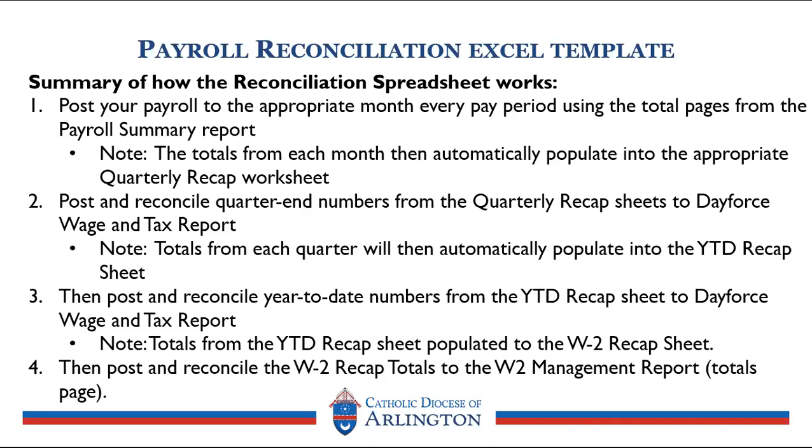From the quarterly tab, totals are then populated into the year-to-date recap worksheet. At the end of each quarter, it's also important to reconcile year-to-date by comparing the year-to-date worksheet numbers to Dayforce's wage and tax reports, the year-to-date totals. From the year-to-date worksheet, those numbers populate into the W-2 worksheet. Reconcile your W-2 worksheet totals to the W-2 management reports totals page. This report can be found in the year-end module.